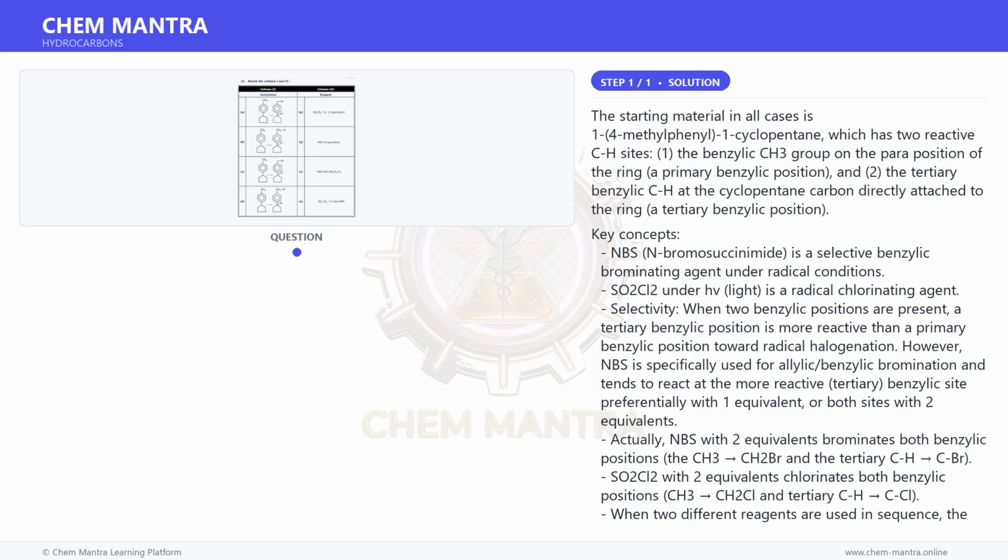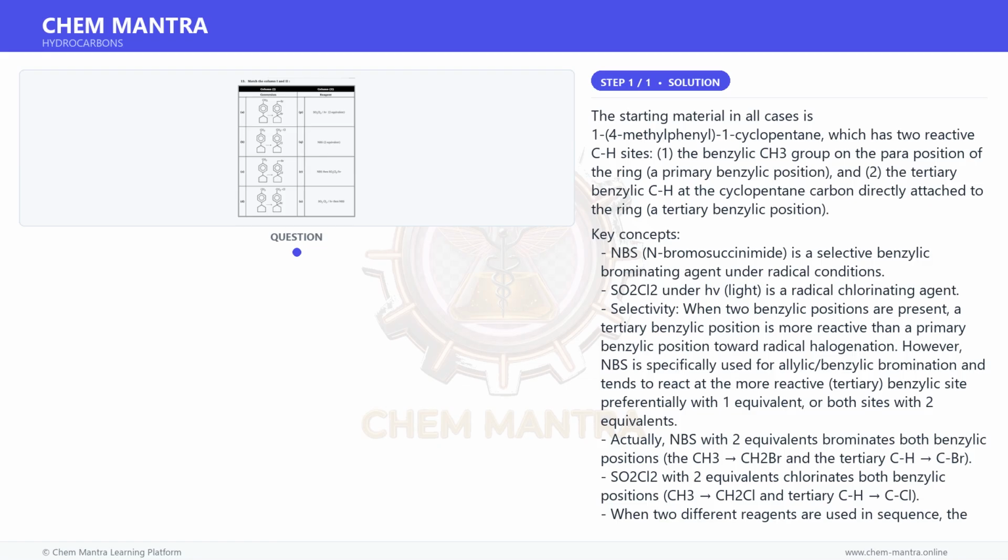Actually, NBS with two equivalents brominates both benzylic positions, the CH3 to CH2Br and the tertiary CH to CBr. So too Cl2 with two equivalents chlorinates both benzylic positions, CH3 to CH2Cl and tertiary CH to CCl. When two different reagents are used in sequence, the first reagent reacts at the more reactive site, tertiary benzylic, and the second reagent reacts at the remaining site, primary benzylic CH3.